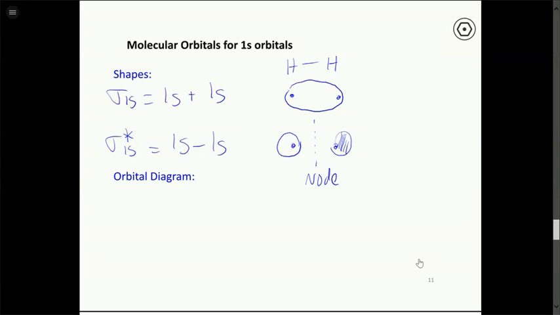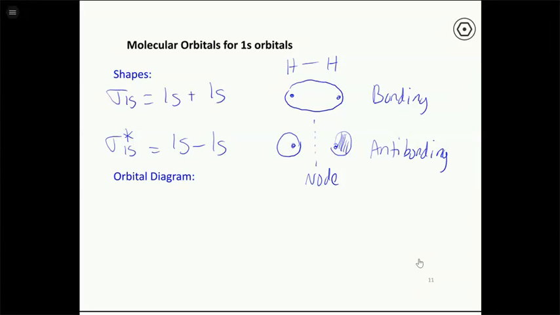And remember this one's called bonding, and this is called anti-bonding. So that's our sigma 1s bonding orbital, where we have electron density between the two nuclei. And then for our anti-bonding orbital, we mix the two 1s orbitals out of phase. And anytime you change phase, you have to have a node there, and there's no electron density between the two nuclei when an electron sits in that orbital. Okay, so that's what they look like.